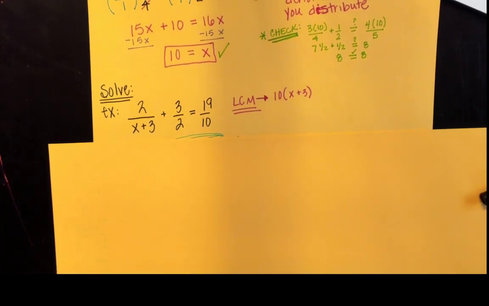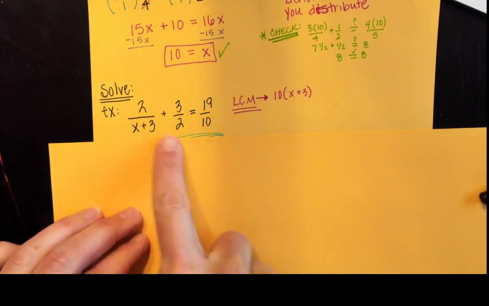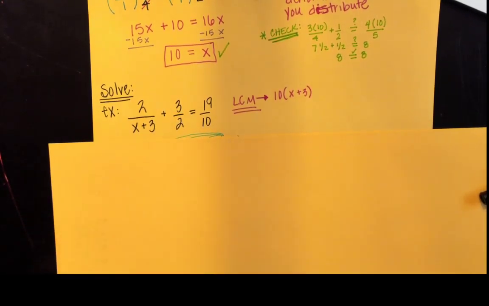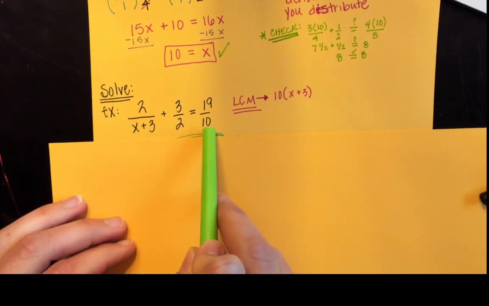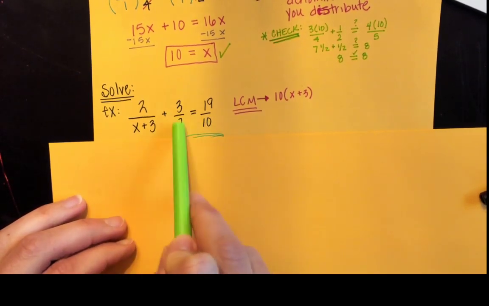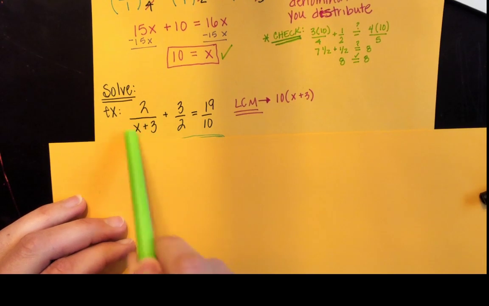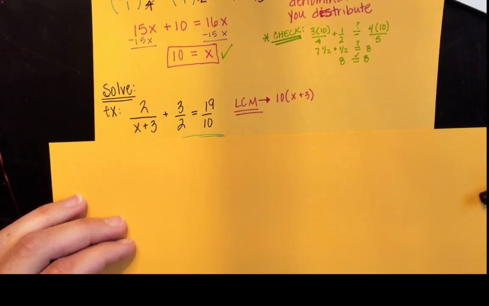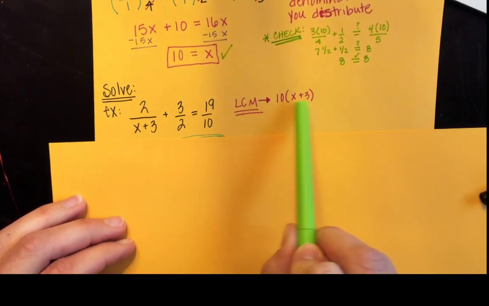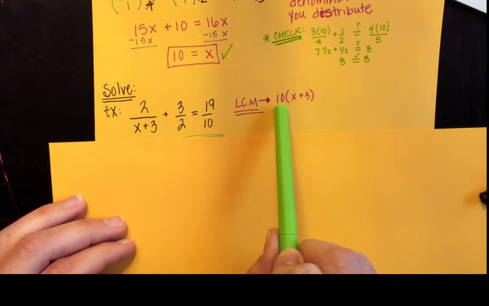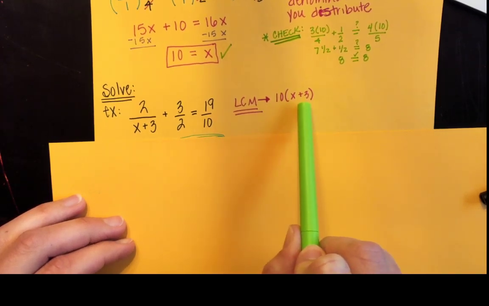And what you can see is I do have our LCM. Didn't really have to do a whole bunch of work to figure this out. We do have 2 and 10. Obviously, 10 is going to be the common denominator, but we also need to make sure that x plus 3 gets involved. So our common denominator, our LCM, is 10 times x plus 3.